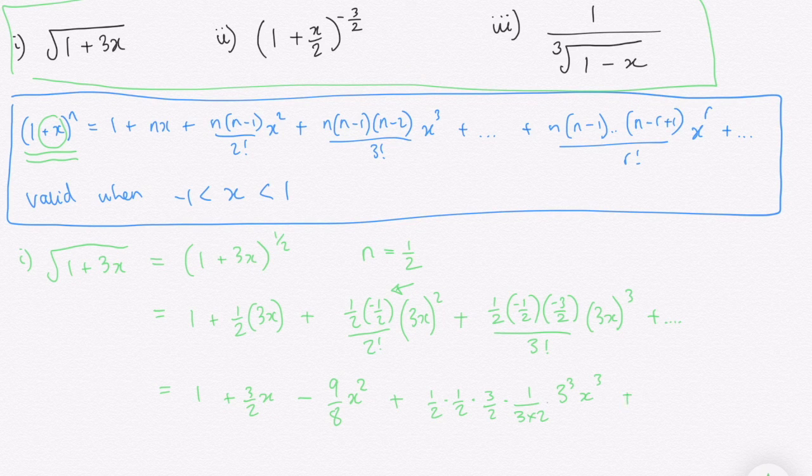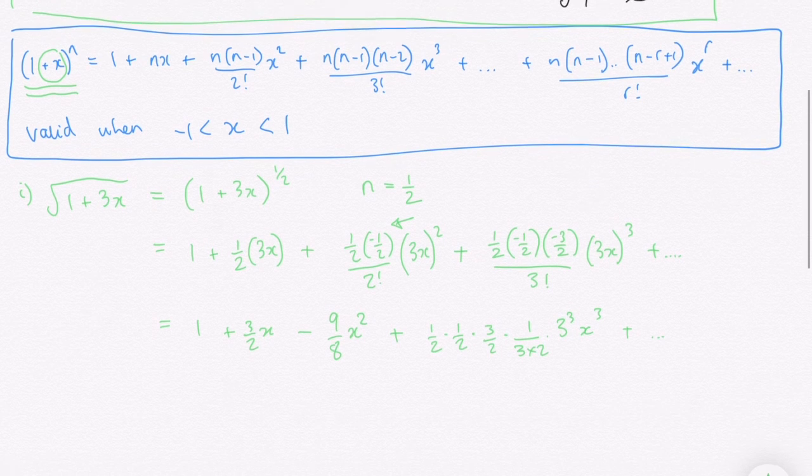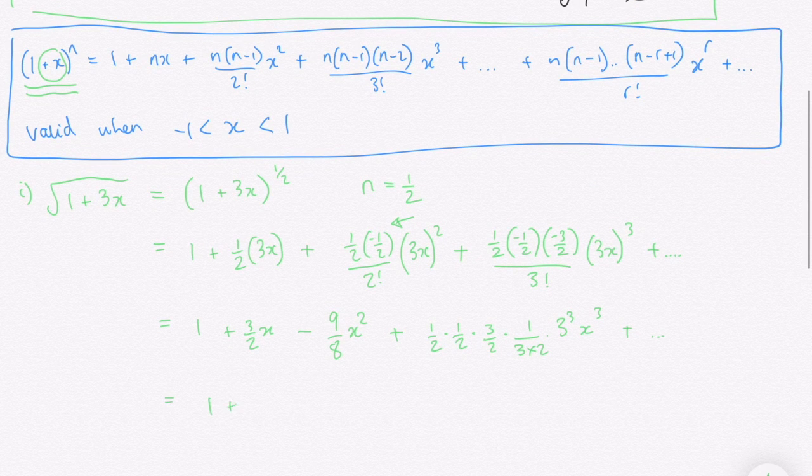And I'm going to try and cancel some factors before I work that out. So we have 1 plus 3 over 2 x minus 9 over 8 x squared. And then we can cancel a factor of 3 here. So what do we get? We get 2 to the power of 4, which is 16 on our denominator, and we have 3 cubed, which is 27 on our numerator. So we have 27/16 of x cubed. And there are our first 4 terms.